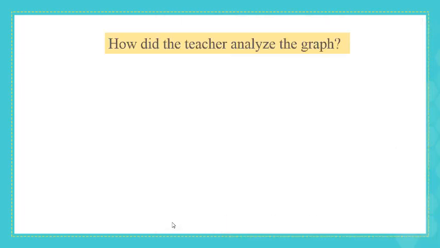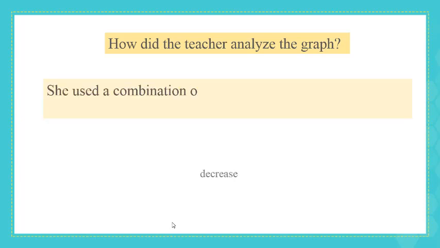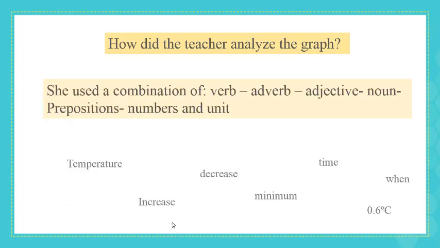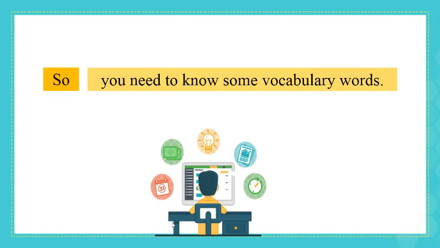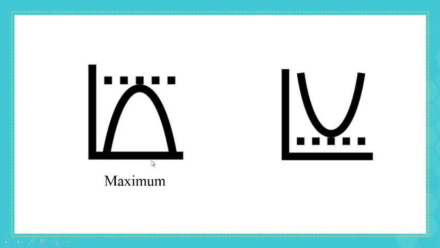How did the teacher analyze the graph? She used a combination of verb, adverb, adjective, noun, prepositions, numbers, and unit. So, you need to know some vocabulary words. Maximum, when we have increase then decrease, like the mountain, we say maximum. While when we have decrease then increase, we have minimum. This is the maximum point and this is the minimum point.